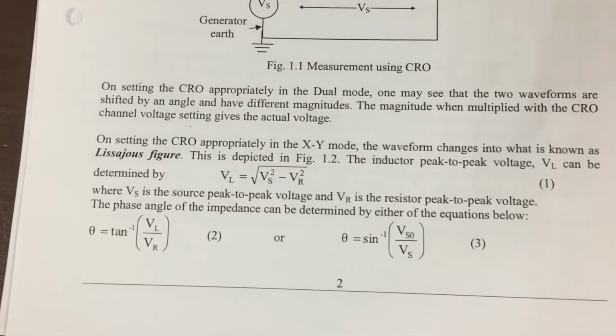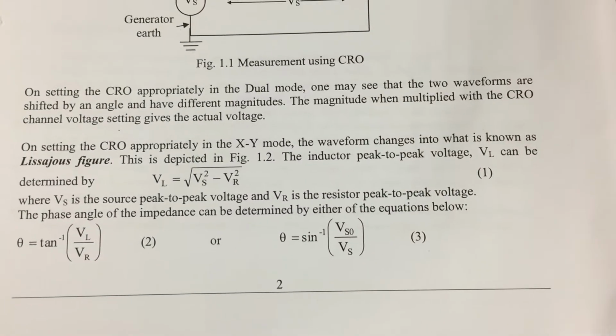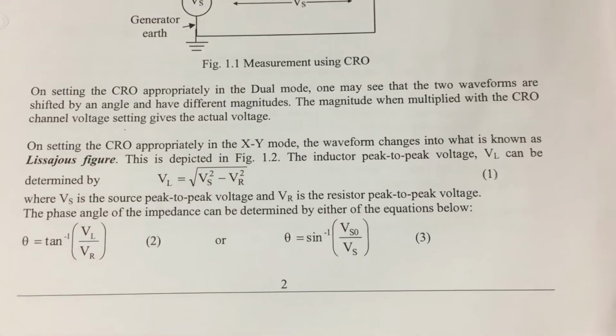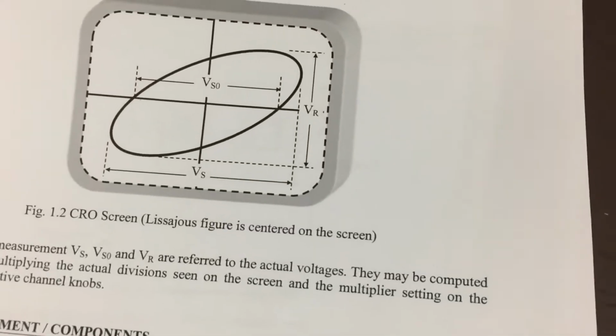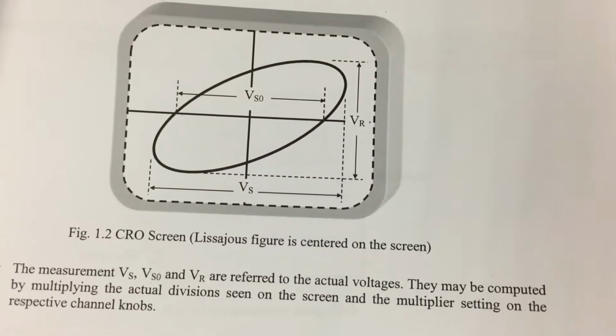On this setting, the CRO is set to XY mode. The waveform changes into what is known as the Lissajous figure, which is depicted in Figure 1.2. This is the Lissajous figure, which is centered on the CRO screen.